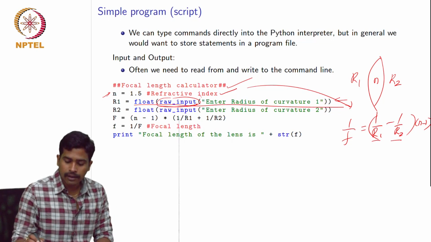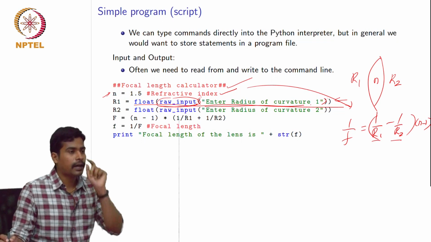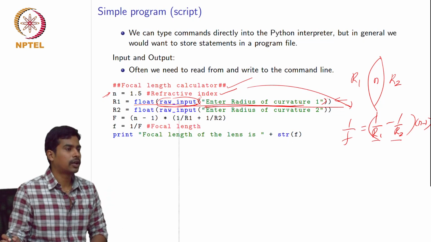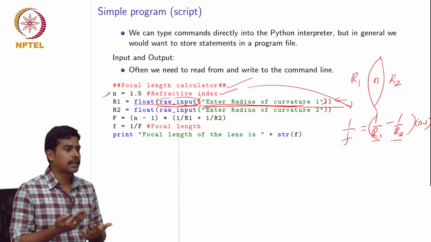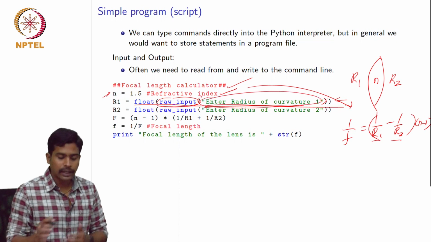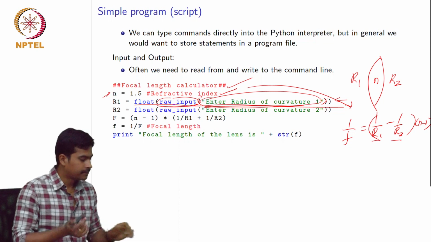So you can also give a string in the raw input command. What happens is that when this executes, this statement will be prompted on the screen so that you will know what value is expected from you. If you don't include this string, it will just give a blank space, so you don't know what you are supposed to enter.